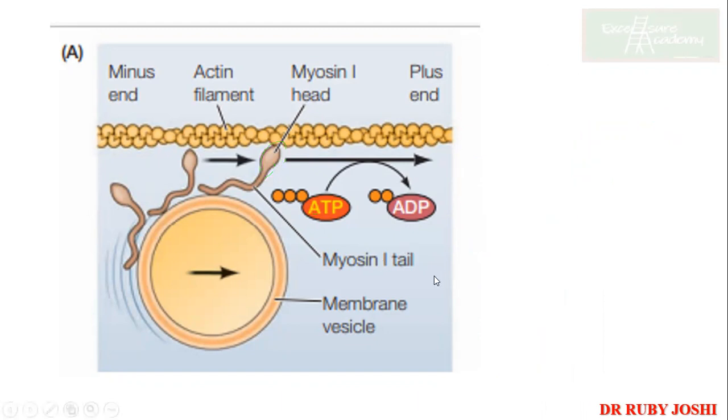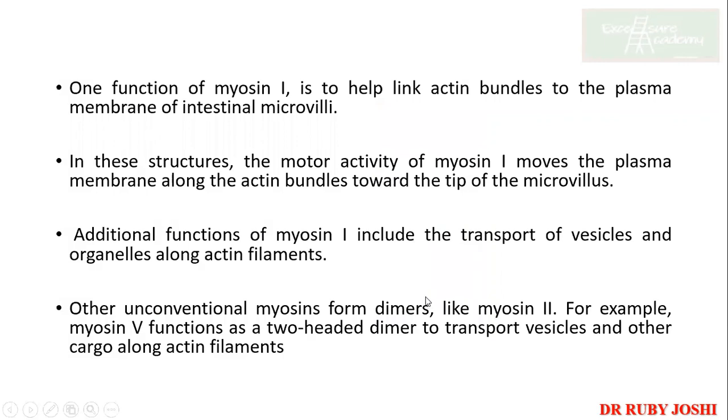Is this clear, how myosin 1 is helping in the movement of the vesicles? Yes. Now, the function of myosin 1 is to help link actin bundles to the plasma membrane of the intestinal microvilli. I just explained how myosin 1 is present in the microvilli. The motor activity of myosin 1 moves the plasma membrane along the actin bundles towards the tip of the microvilli. Additionally, it helps in the transport of vesicles and organelles along the actin filaments.